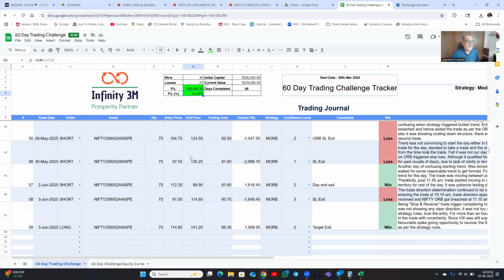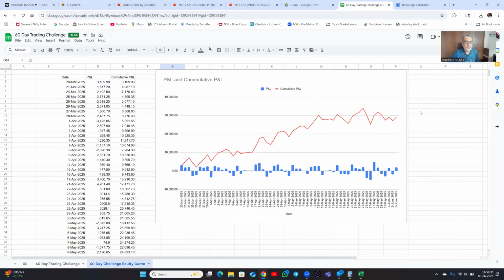Which means 14.55% P&L, and our equity curve as usual: the first trade resulted in a dip, but the second trade brought the level back to the previous day's level. So it was that way. It was a volatile day, but we were able to handle it successfully because of the rules of the strategy, and I'm glad about it. So that's all for the day.